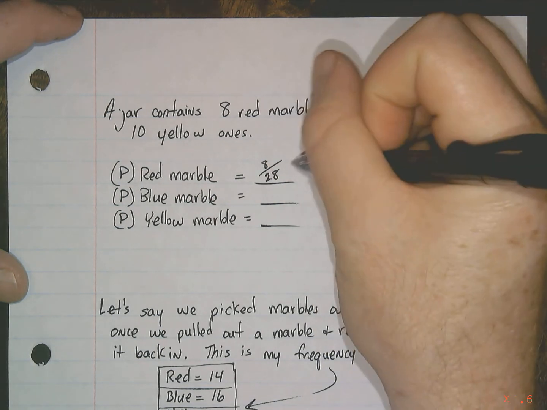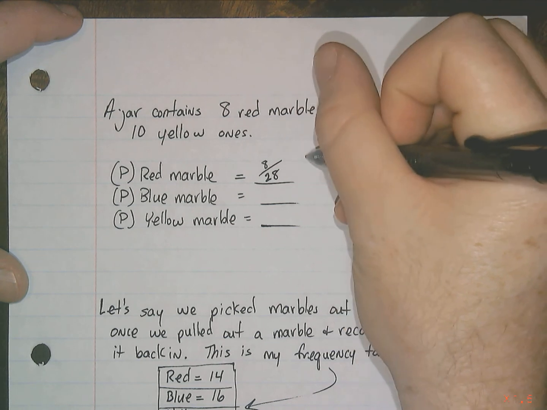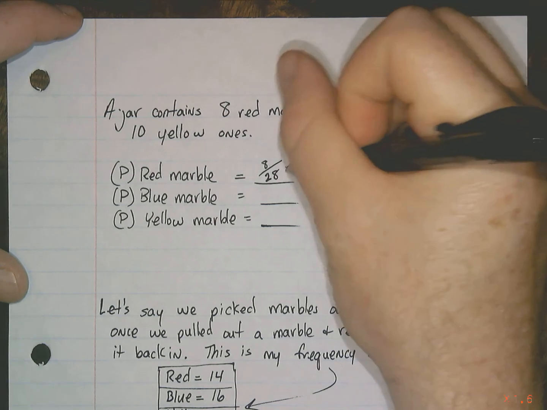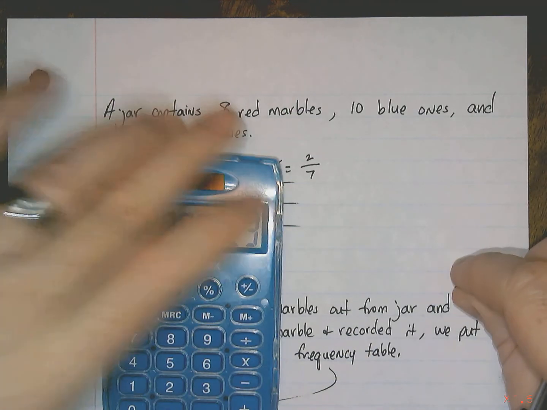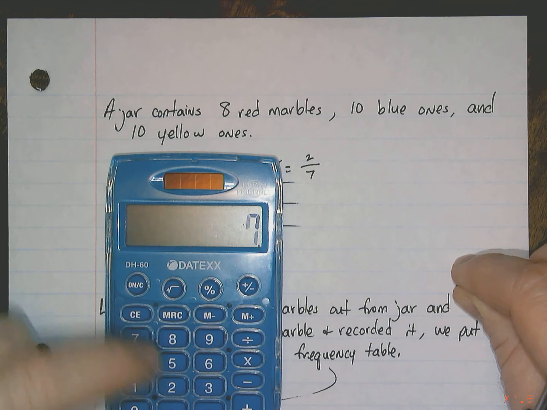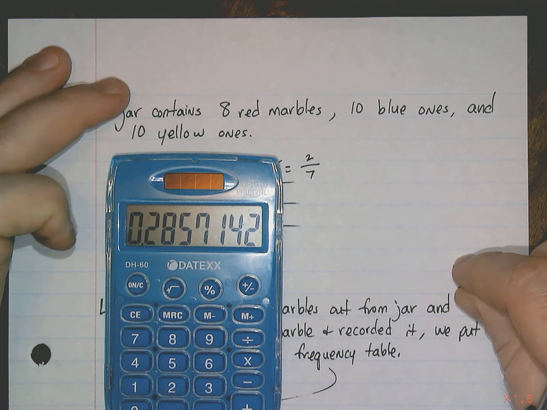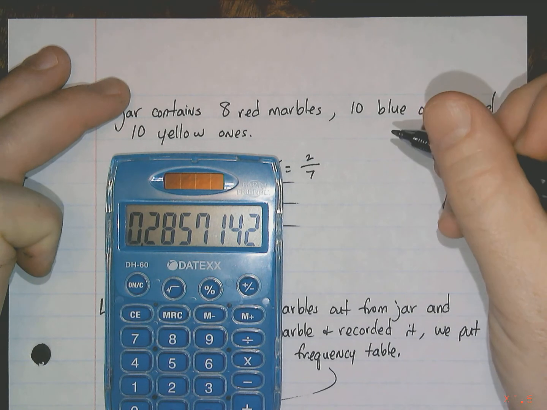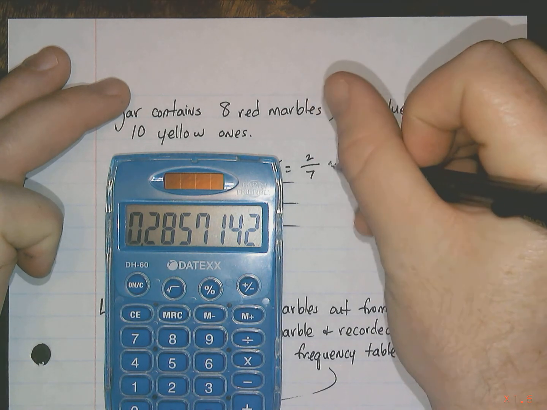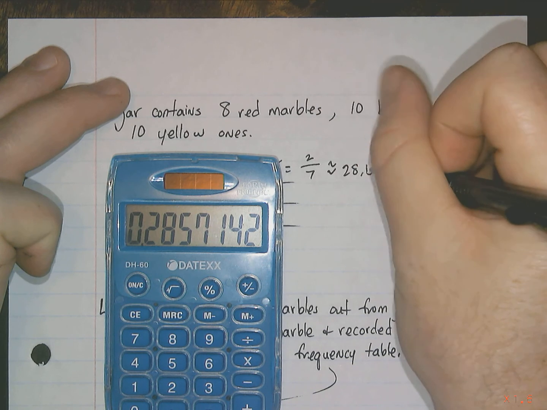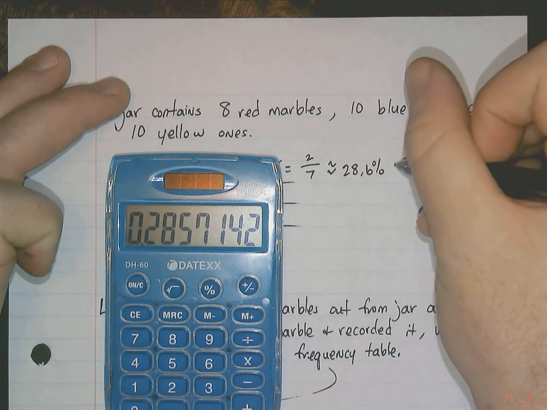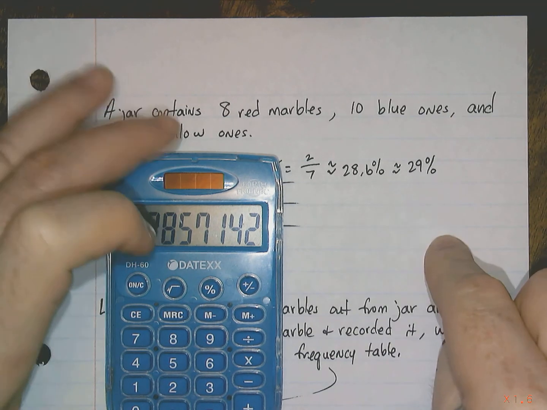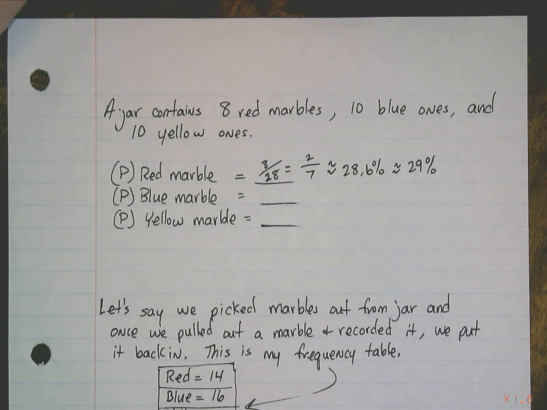In lowest terms, I divide this by 4, I get 2. Divide this by 4, I get 7. So you can say it's 2 out of 7. And that's fine. If you want to change that to a percentage, 2 divided by 7 equals 0.2857142. Move the decimal to the right 2 places, so it's about 28.6%. Some would even say about 29%. Honestly, somewhere in that range is fine. I'm not going to complain about that.